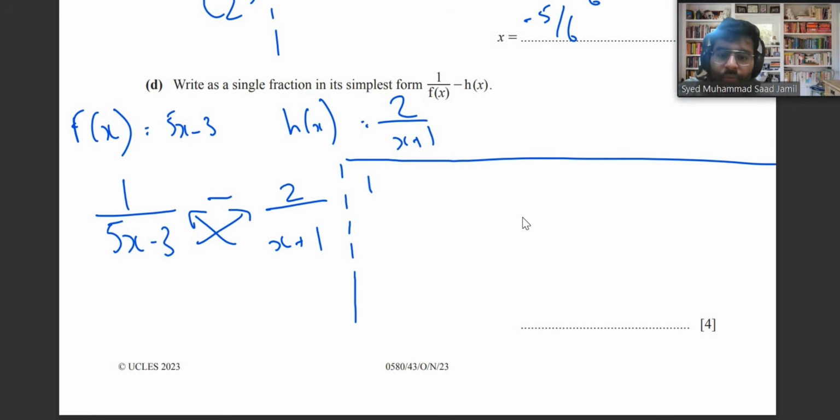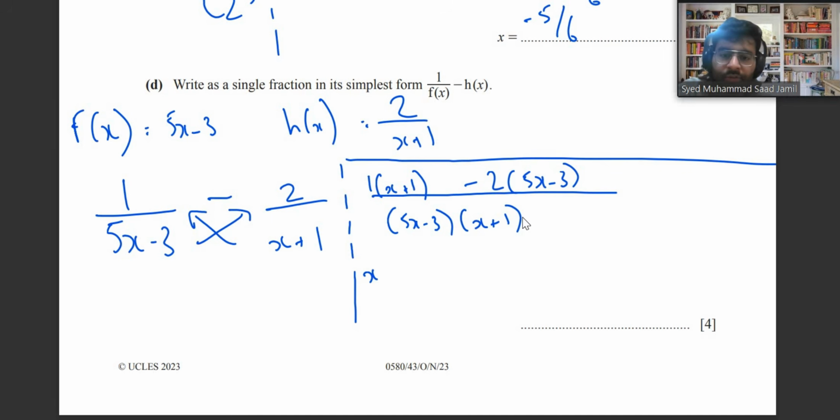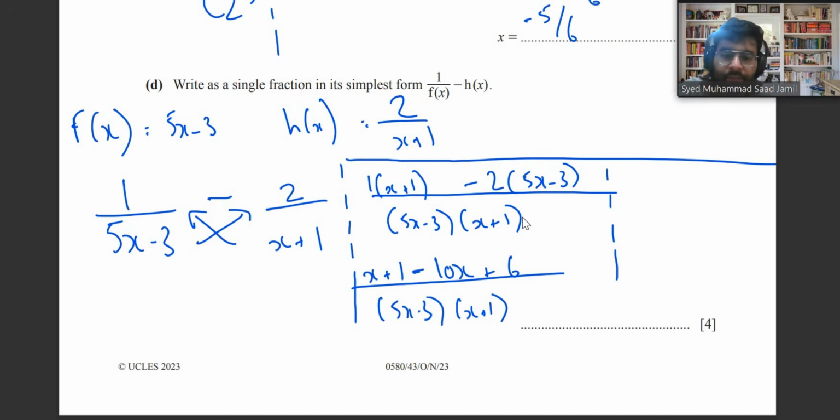So this becomes 1 multiplied by x plus 1 minus 2 multiplied by 5x minus 3, upon 5x minus 3 multiplied by x plus 1. So this becomes x plus 1 minus 2 5s are 10x plus 2 3s are 6, upon 5x minus 3 and x plus 1. So this becomes 1 plus 6 is 7, x minus 10x is minus 9x, upon 5x minus 3 and x plus 1.